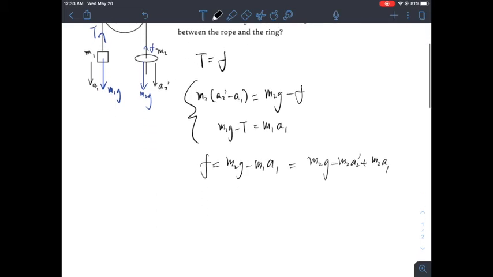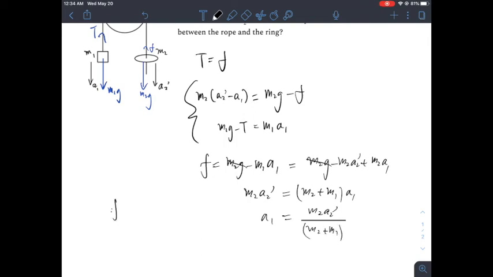So then we cancel out M2G. We add to both sides M2 A2 prime, then add to both sides M1 A1. We have M2 A2 prime equal to M2 plus M1 times A1. So what is A1? A1 will be equal to M2 A2 prime divided by M2 plus M1.